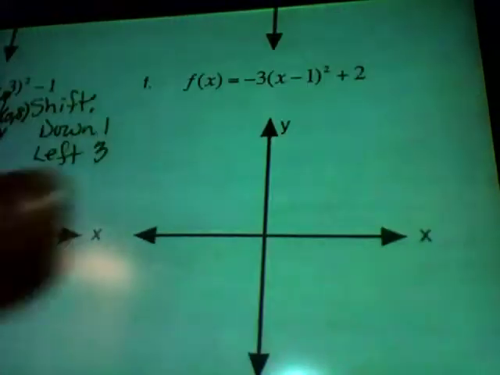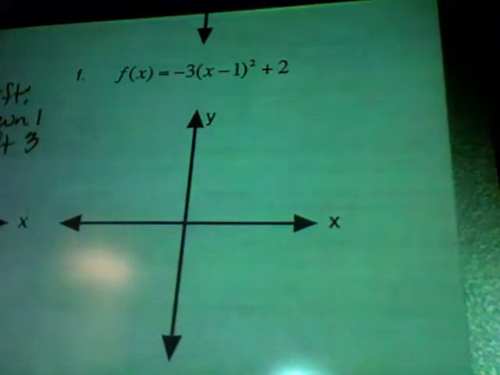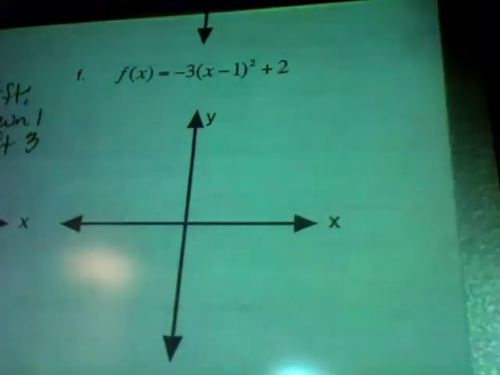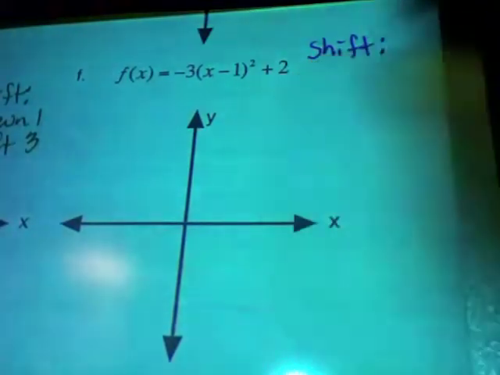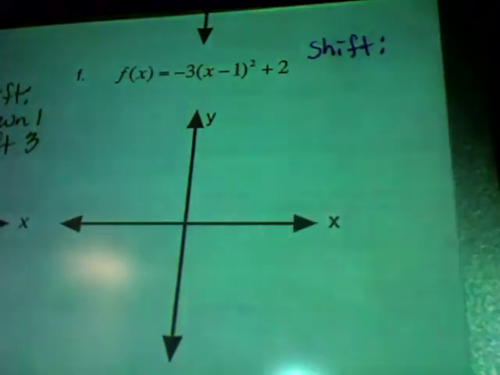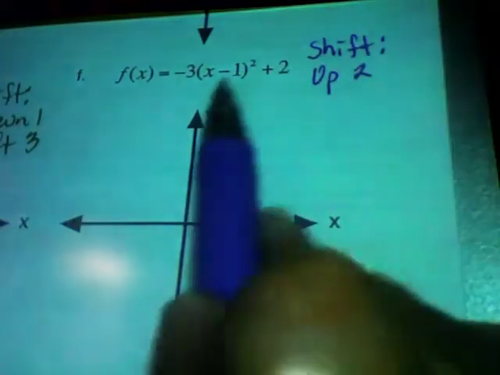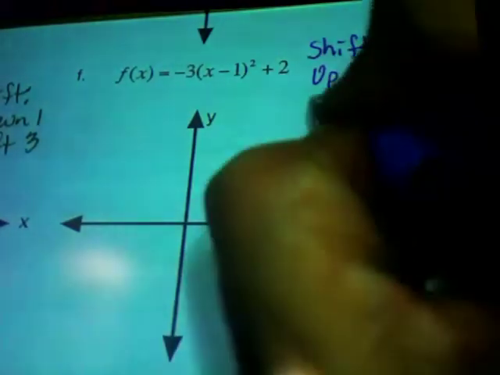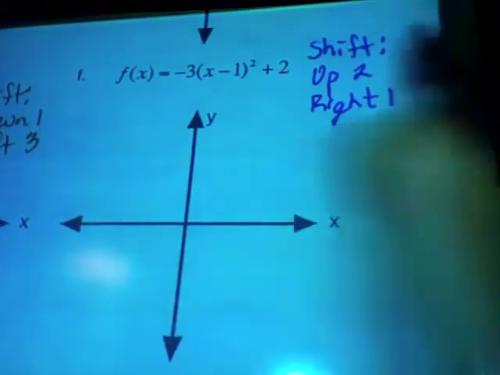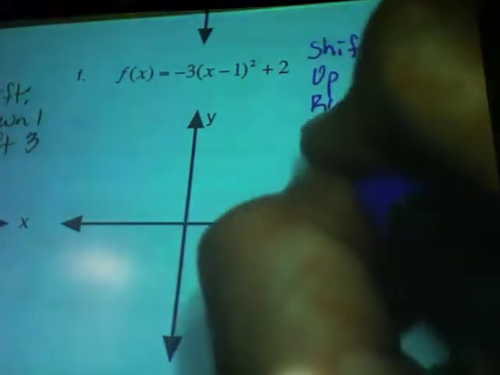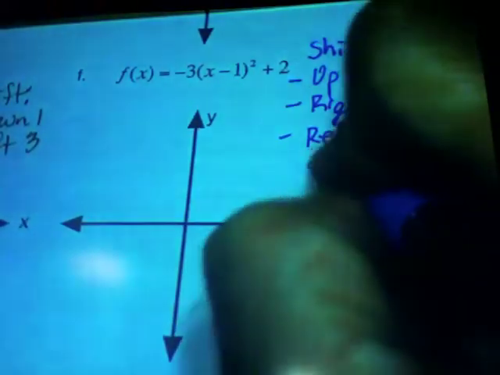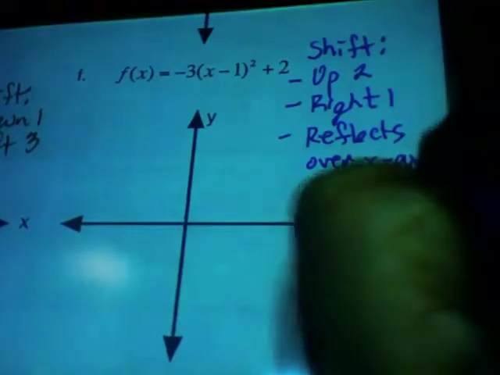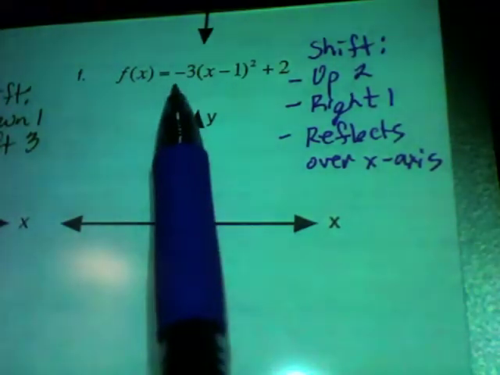All right, look at F. Let's talk about what's going to happen here. Let's talk about the shifts. What direction is this going to shift it? So we've got up 2. What about this shift inside? To the right 1, opposite direction. And then reflects. So this is 1, this is 1, this is 1. Over the x-axis, y? Because of the negative outside the argument.